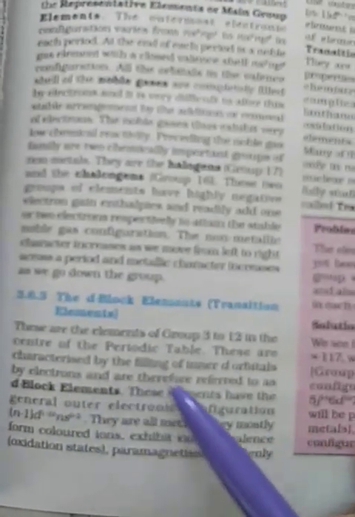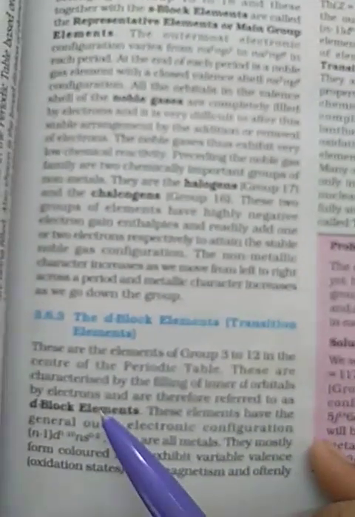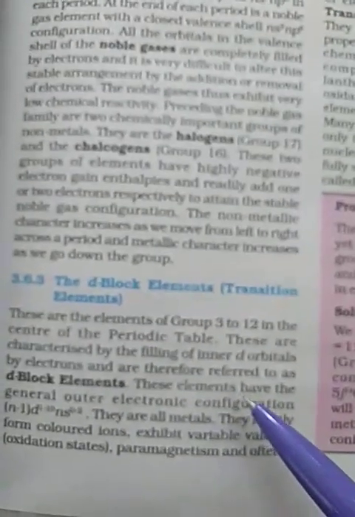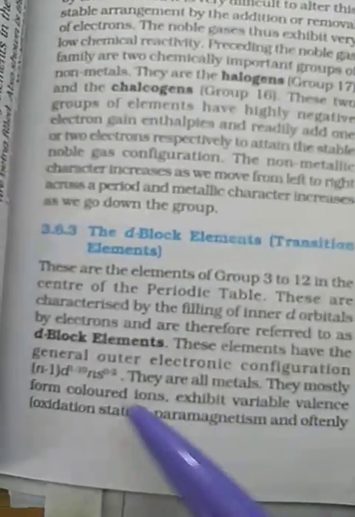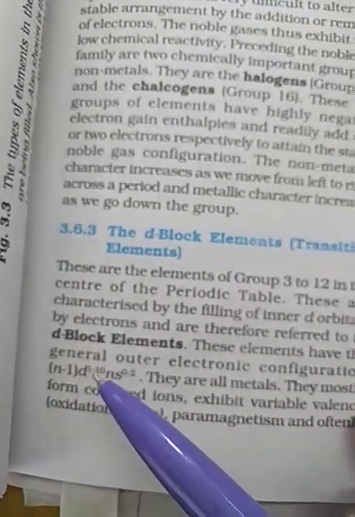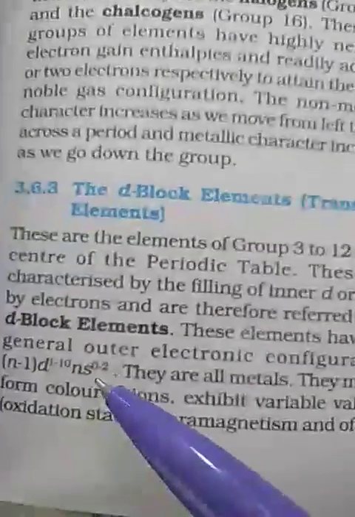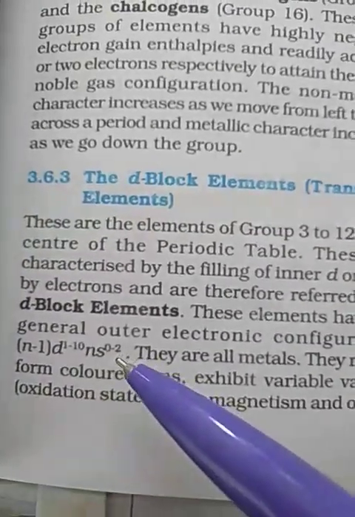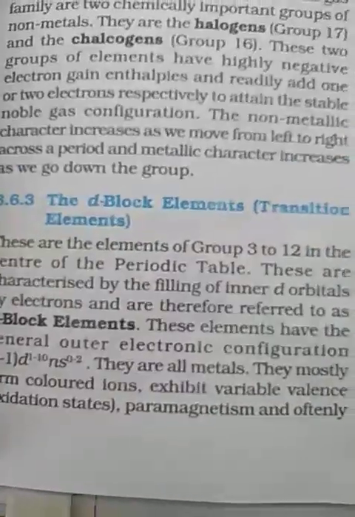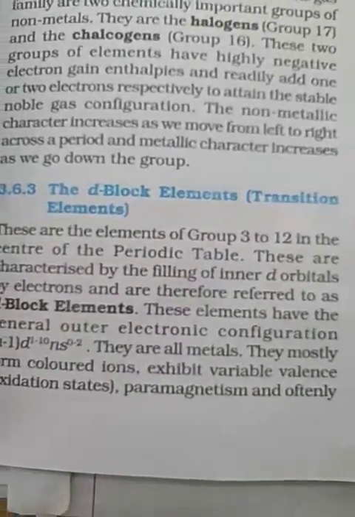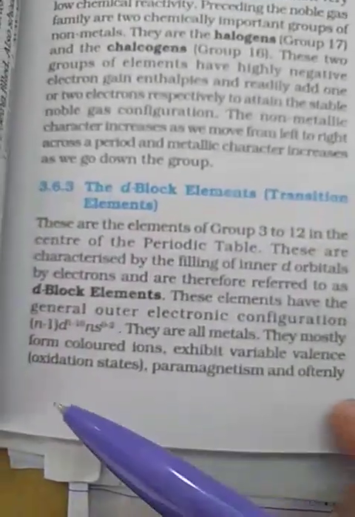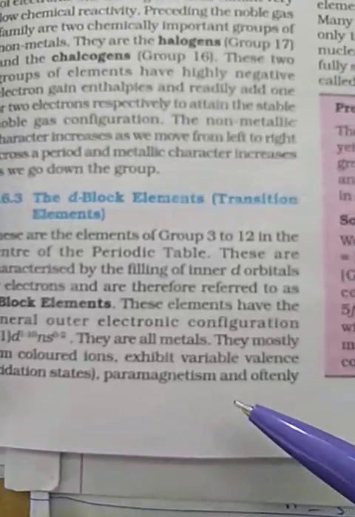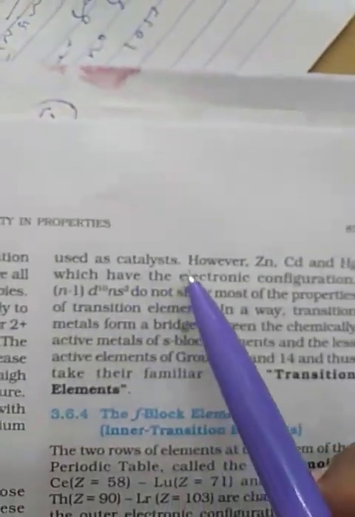These are characterized by filling of inner orbitals by electrons and are therefore referred to as d-block elements. These elements have the general outermost electronic configuration (n-1)d1-10 ns0-2. They are all metals. They mostly form colored ions, exhibit variable valencies or oxidation states. They have the character of paramagnetism and are often used as catalysts.